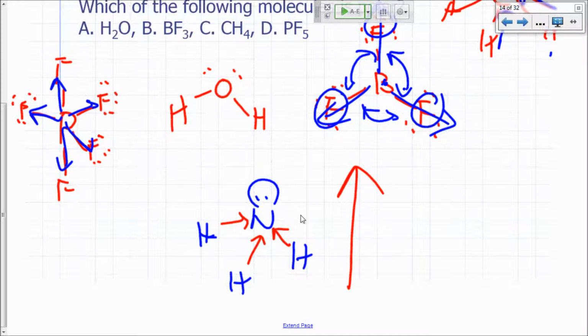So anytime you have a trigonal planar where all the bonds are equivalent, or trigonal bipyramidal where all the bonds are equivalent, or tetrahedral where all the bonds are equivalent, or a linear molecule where all the bonds are equivalent, then you know it's nonpolar because of the symmetry.